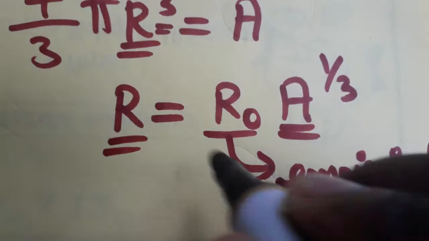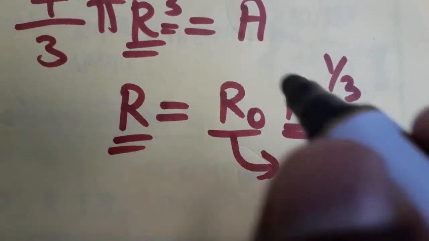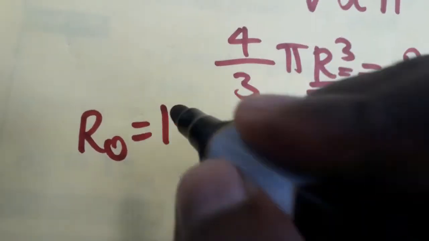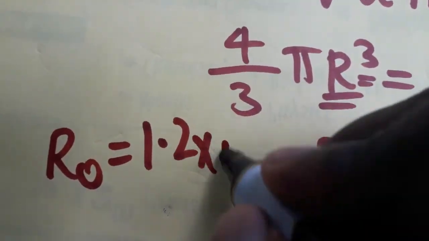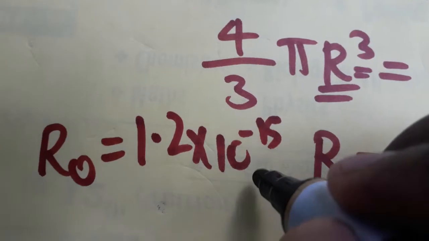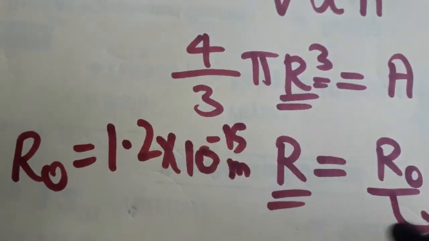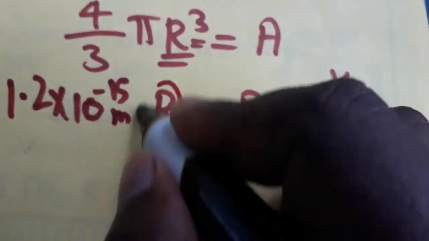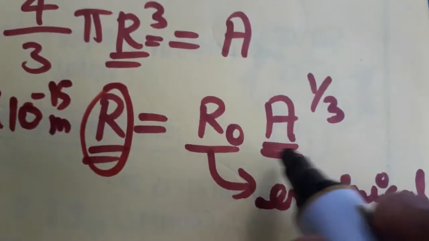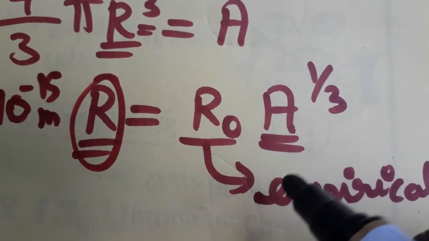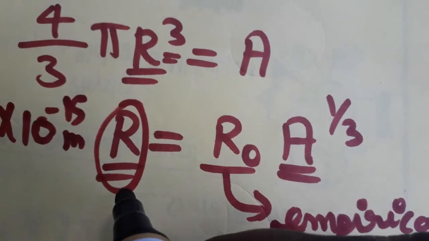If you know the mass number, you can substitute here and get the radius of the nucleus. For that you need to know the empirical constant, r naught, whose value is 1.2 into 10 power minus 15 meter. When you substitute this, if you know the mass number of the atom, you will get the radius of the nucleus.